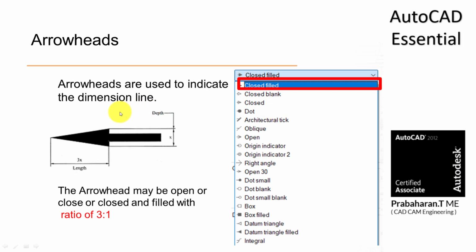In engineering practice, we follow a 3:1 ratio of arrowheads. That means the length of the arrowhead should be 3 times the width of the arrow. Okay, so this is the proportion we are following. This is an international standard. In AutoCAD we are following the same thing.